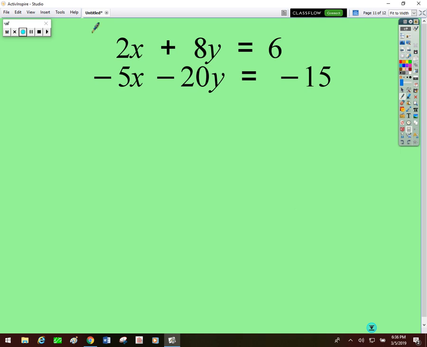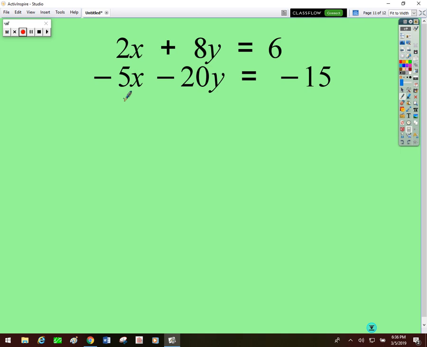All right, well, if I look up here, same situation. Nothing is ready to cancel out. Multiplying by -1 is not going to help. 5 is not a multiple of 2, and 20 is not a multiple of 8. So we've got to choose what we want to do to get rid of this. Well, it's not really a big number. 40 would be the least common multiple. But remember, if you can't remember how to do that, 8 times 20 would be 160.